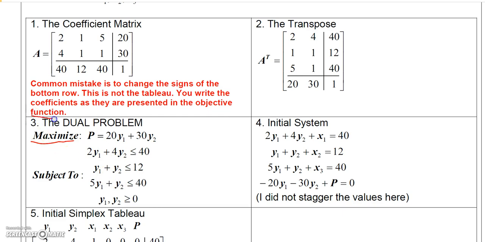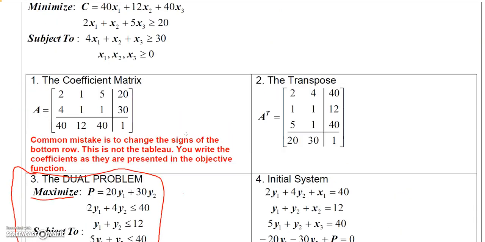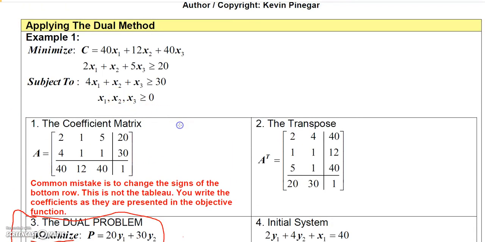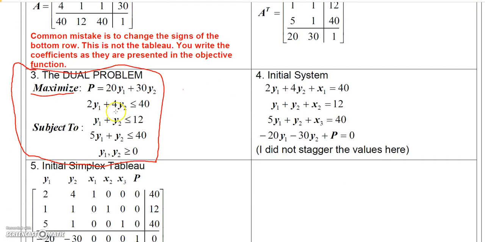And so now you can see that this is the dual problem. So if I ask you to demonstrate the dual problem, this is all you would give me. Would just be this maximization problem right here. Now, in order to solve this original problem, we actually have to solve this dual problem using the simplex method.